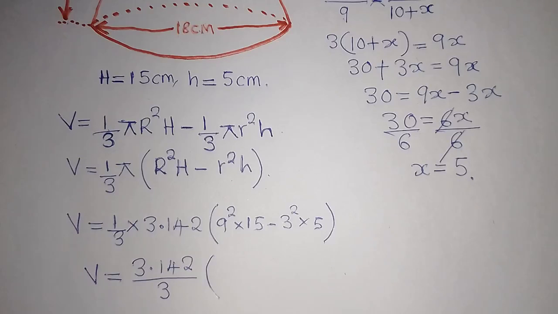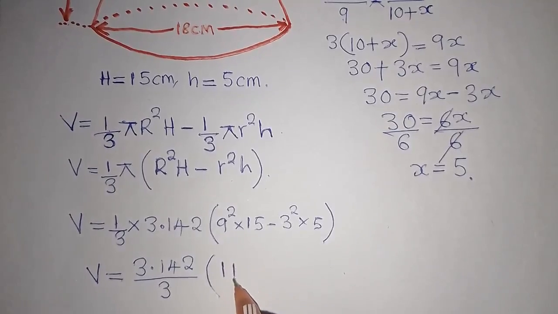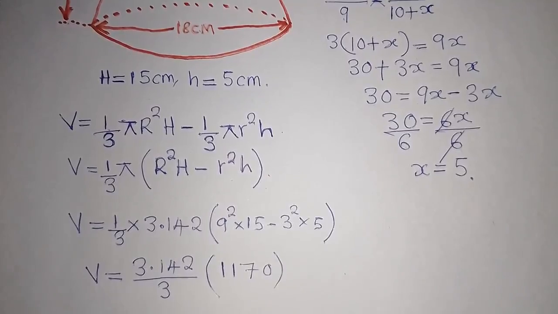What answer are you getting? So confirm with me, the answer that I'm getting, 9 squared times 15 minus 3 squared times 5, I'm getting 1170. You can confirm with me, so make sure you are following. This is the answer that I'm getting.